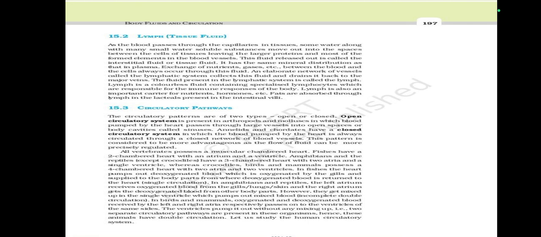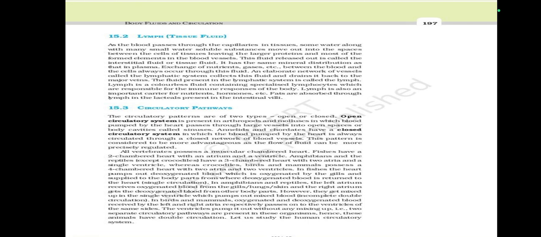The left atrium receives oxygenated blood from the gills, lungs, and skin, and the right atrium gets the deoxygenated blood from other body parts. However, they get mixed up in the single ventricle, which pumps out mixed blood.